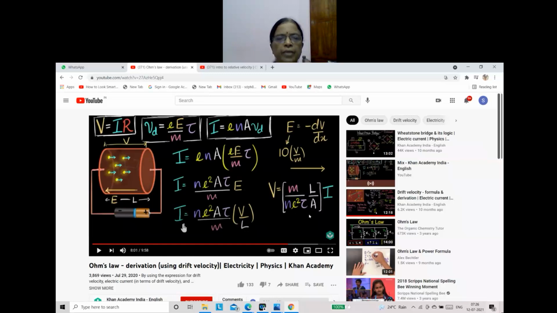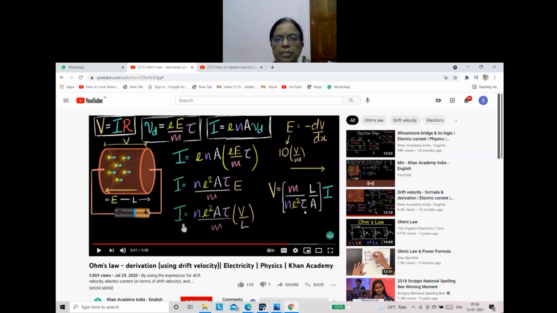L, the length, we are not changing in between the experiment, the same length. So L by A is directly proportional to L, inversely proportional to area of cross section. So this part is R. R is equal to rho L by A. Rho depends upon nature and temperature of the material. Relaxation time depends upon temperature.